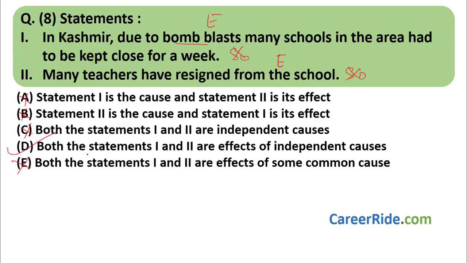Both of them are effects of independent causes. It is not because of the bomb blast that the teachers have resigned. It might be that due to the schools being closed for a week, the teachers might have resigned, or the teachers might have been threatened by the terrorists, so they might have resigned. So the answer is D.